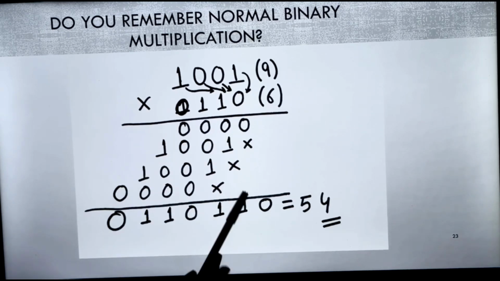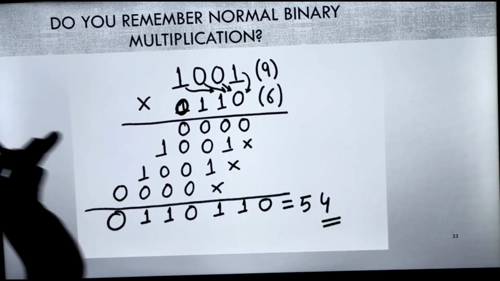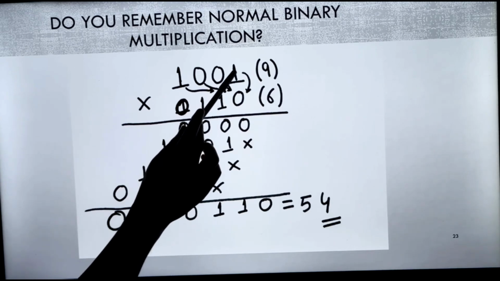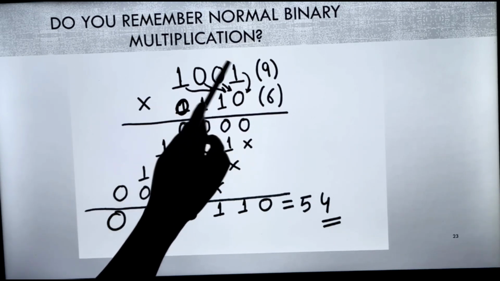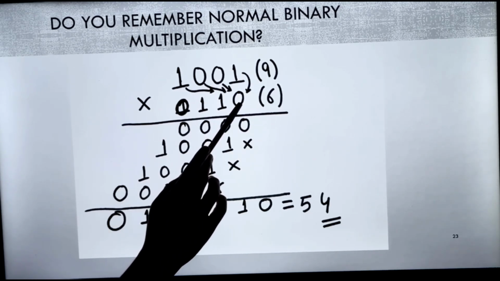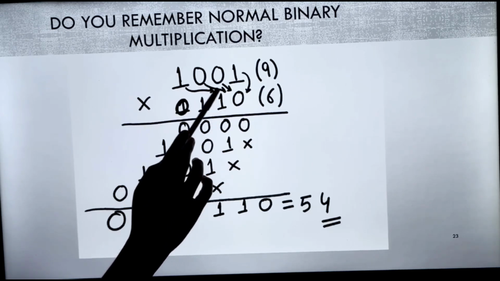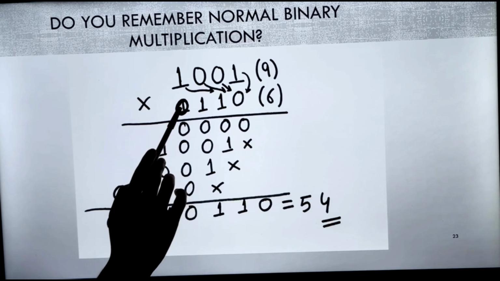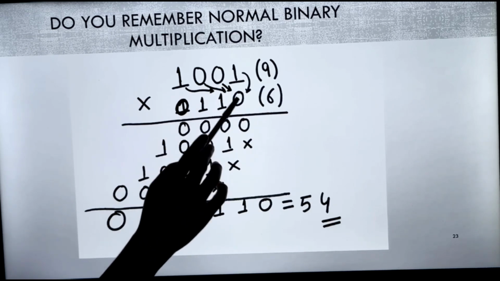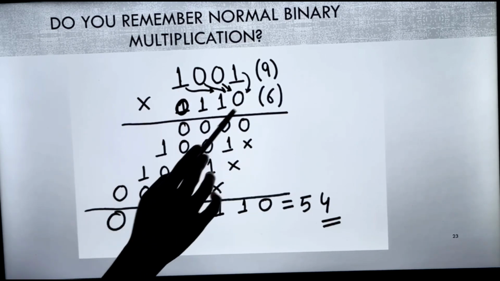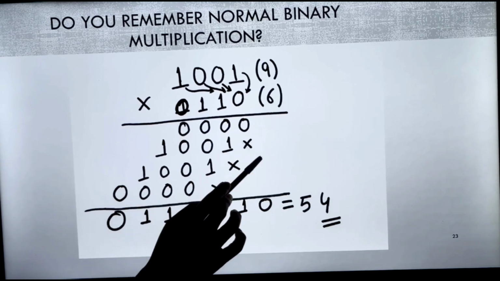So how to do the multiplication? Bitwise same like our decimal number only. First, I will multiply all these bits with rightmost bit of second number. Next, I will multiply all these bits with the second rightmost bit of this number, then this, then this. Fine? Means 1 into 0 is 0, 0 into 0 is 0, 0 into 0 is 0, 1 into 0 is 0. Then I will just move left.